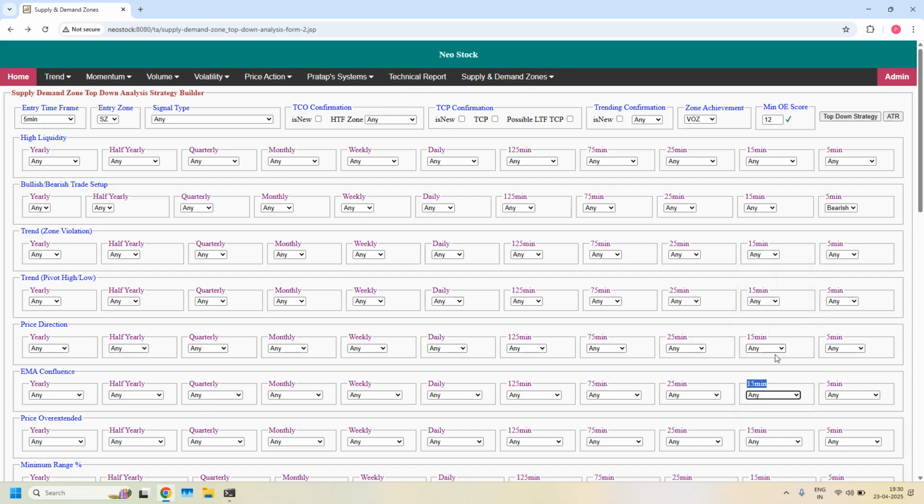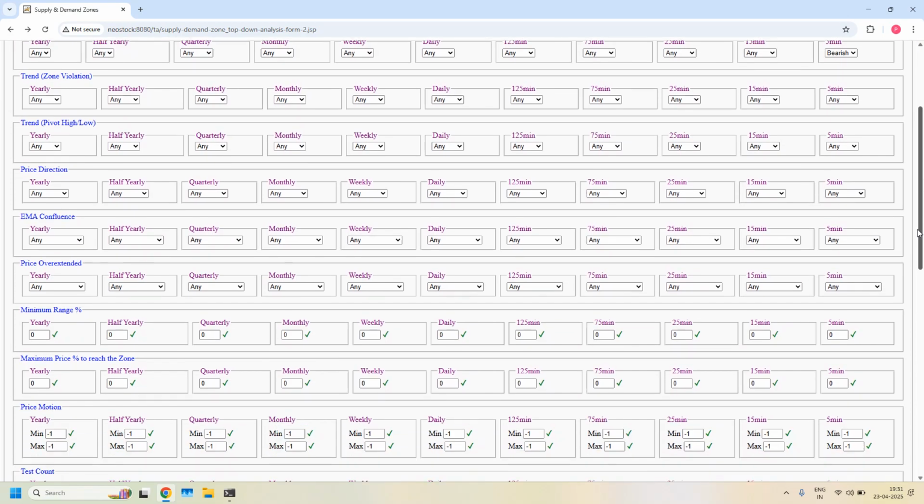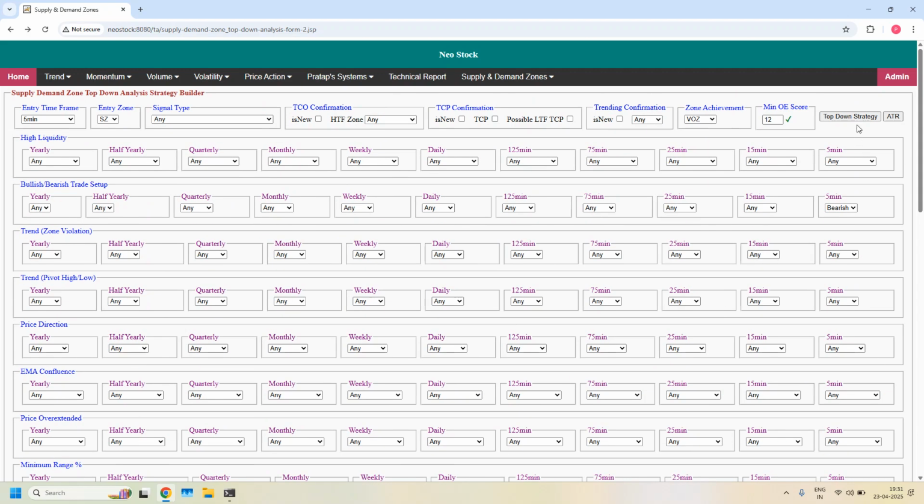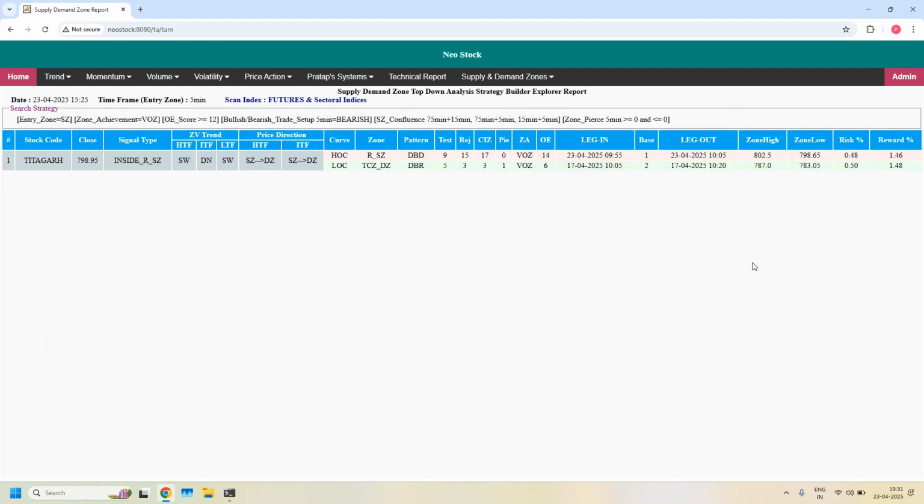Removing the EMA filter. Let's look for 5 minutes, 15 minutes and 75 minutes supply zone Confluence. First filter is already enabled. 5 minutes with 75 minutes supply zone Confluence. 15 minutes supply zone with 75 minutes supply zone Confluence. With all the 3 filters, we got only 1 stock. In this stock, the 5 minute supply zone overlapped with the 15 minute supply zone. Both together again overlapped with the 75 minute supply zone. But the 75 minutes trend is sideways. So we can't filter based on EMA Confluence. So this is about bearish trade setup for hourly income trade.